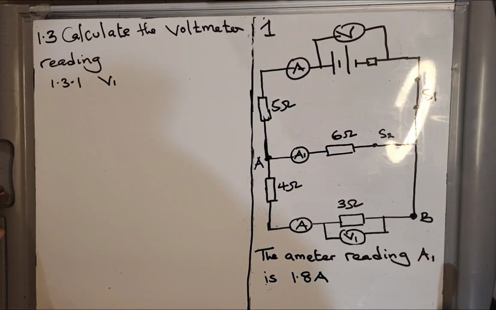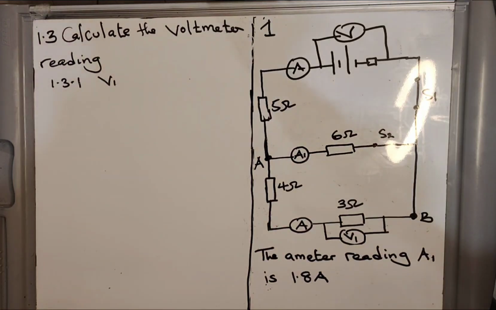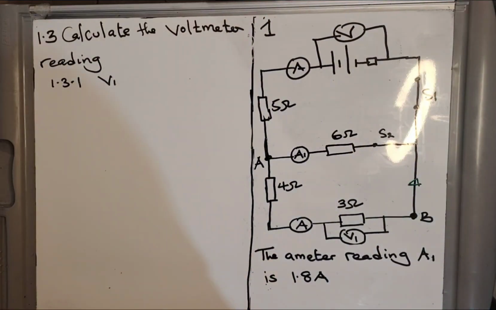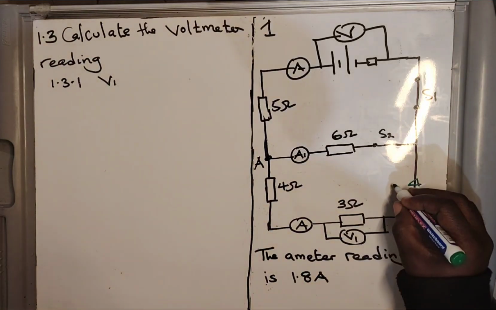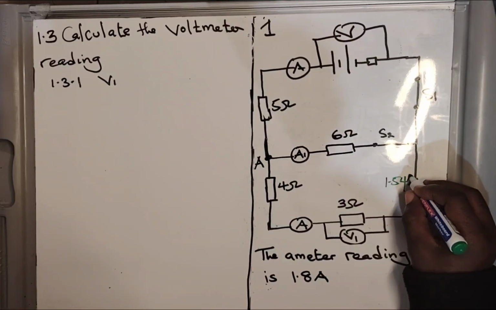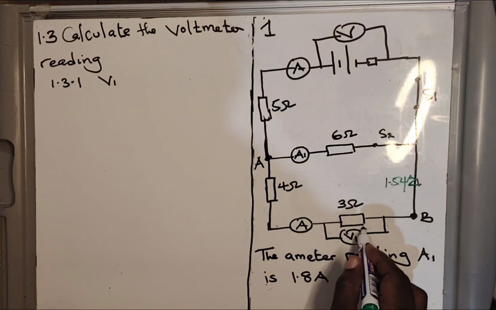Now, when you look at this circuit, remember from our previous question, which is 1.2, we established that the current going through this part was found to be 1.54 ampere. That one is known because we are going to need it. Now the question says calculate the voltmeter reading V1. Now our V1 is this one.